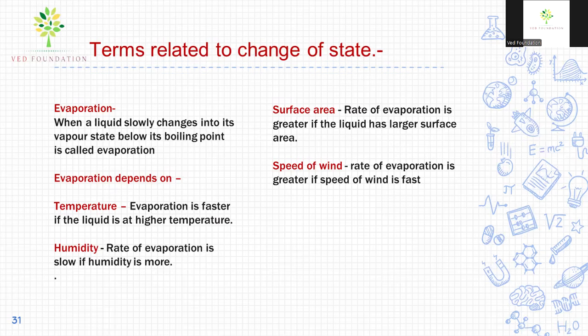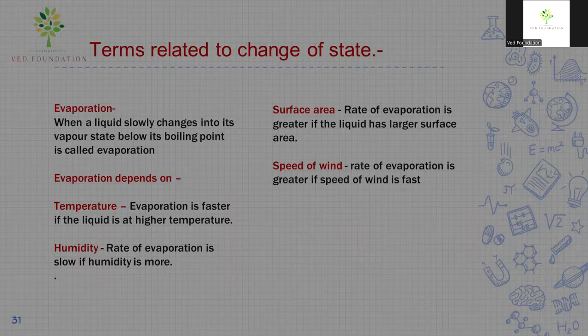There is very less humidity in air in summer season, so evaporation is fast. Rate of evaporation is fast in summer. And in rainy season, there is more humidity in air, so rate of evaporation is slow during rainy season. Rate of evaporation depends on surface area also. Larger the surface area, faster is the evaporation. And rate of evaporation depends on speed of wind. Greater wind speed, faster is the evaporation.